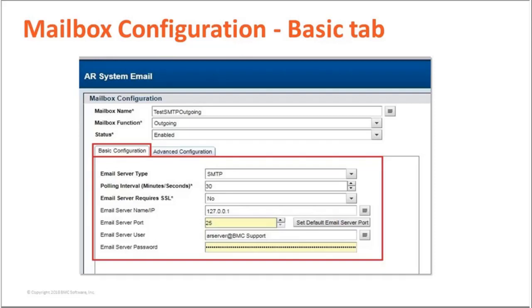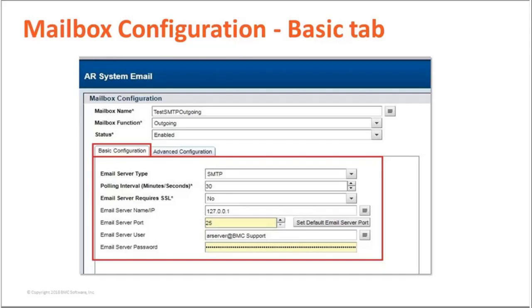When using the MAPI protocol for either incoming or outgoing, the Basic tab will have only 3 fields: email server type, polling interval, and a previously hidden field called profile name. For this field, you will specify the MAPI profile you created for use with the email engine.